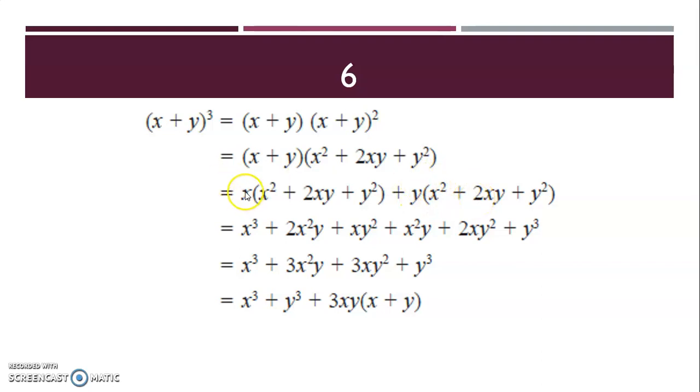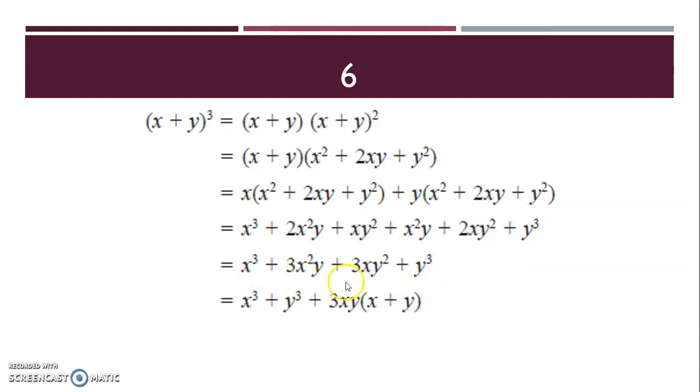Now when I multiply each of the terms with x, I'll get x³ + 2x²y + xy². Multiplying each of the terms with y, I get x²y + 2xy² + y³. So I have x³, 2x²y and x²y here, so that will be 3x²y. I have an xy² here and a 2xy² here, so they both add to 3xy², and I have a y³.